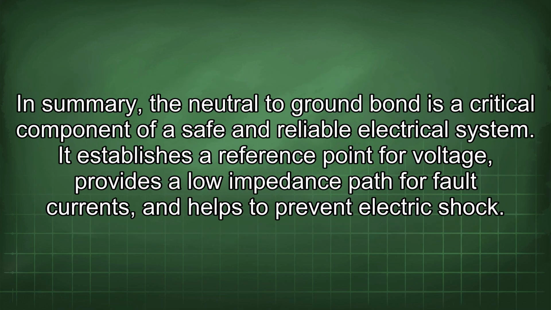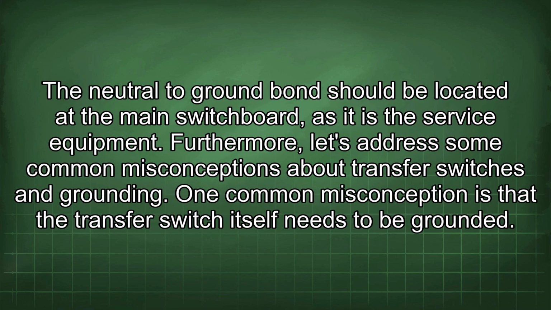In summary, the neutral to ground bond is a critical component of a safe and reliable electrical system. It establishes a reference point for voltage, provides a low impedance path for fault currents, and helps to prevent electric shock. The neutral to ground bond should be located at the main switchboard, as it is the service equipment.